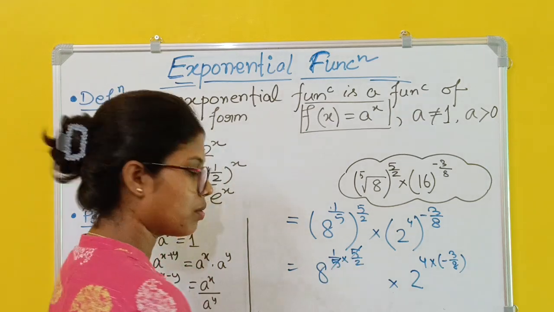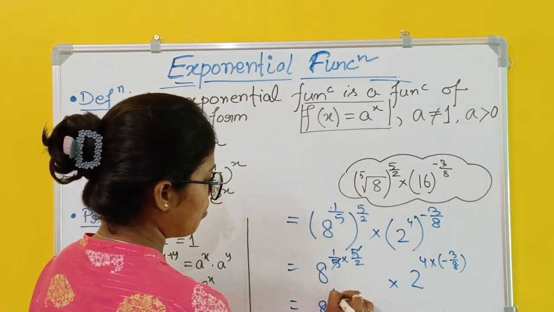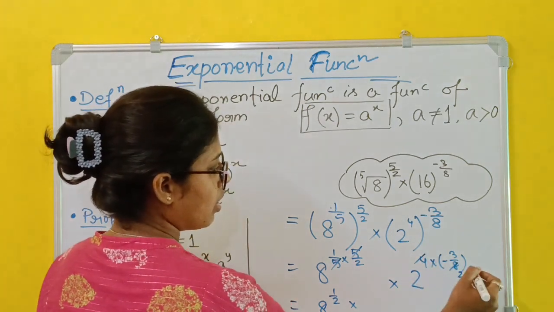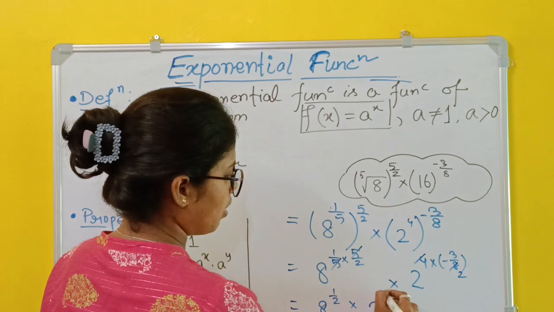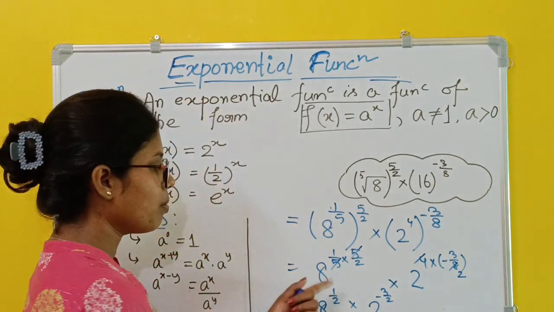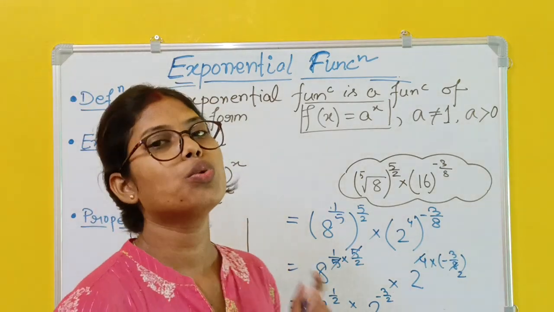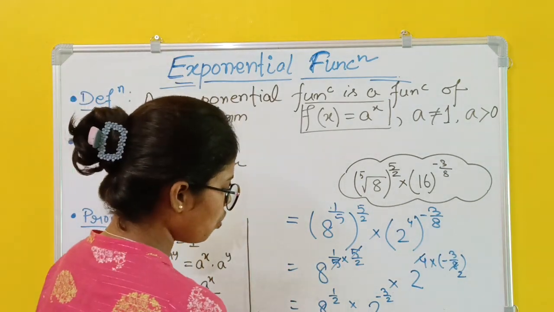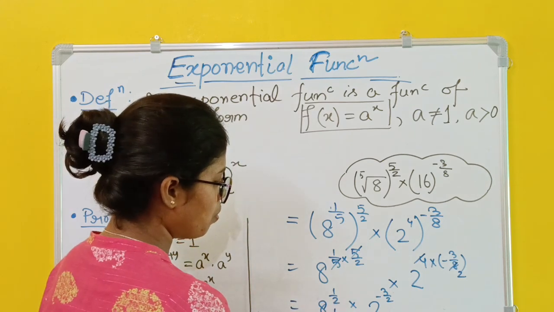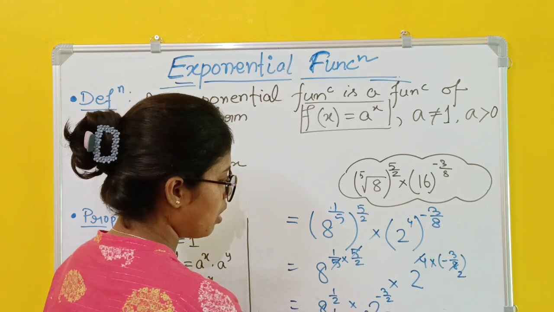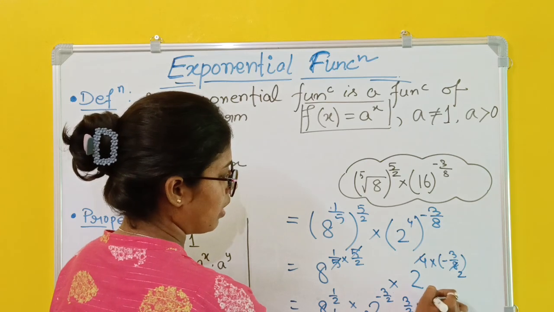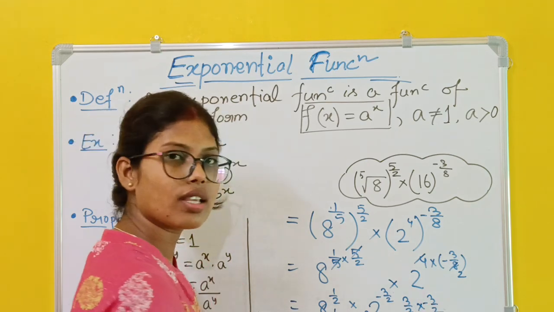5 and 5 got cancelled out. That is becoming 8 to the power 1 by 2 into, 4 twos are 8, so 2 to the power minus 3 by 2. Clear? Now again 8 to the power 2, what is 8? 2 to the power 3 is 8. So 2 to the power 3 whole to the power half, and 2 to the power minus 3 by 2, is equal to 2 to the power 3 by 2 into minus 3 by 2. Am I clear?